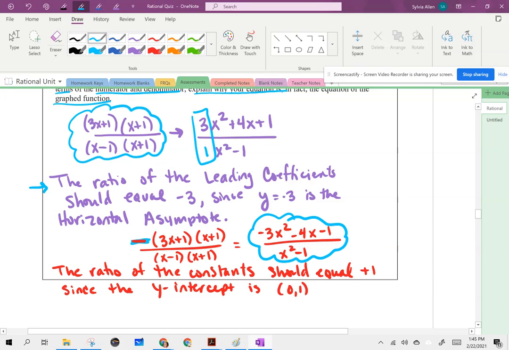And then it says the ratio of the constants should equal +1 since the y-intercept is (0, 1). And if I were to double check that, -1 over -1 is equal to +1.